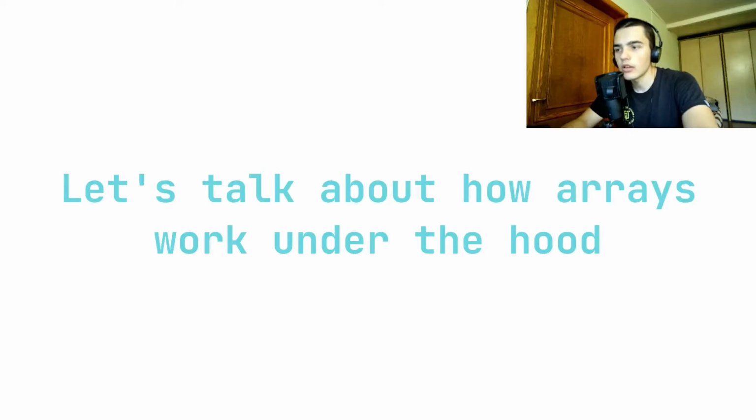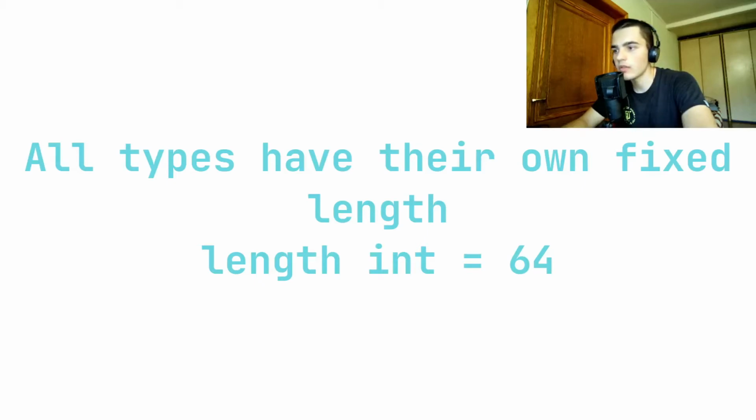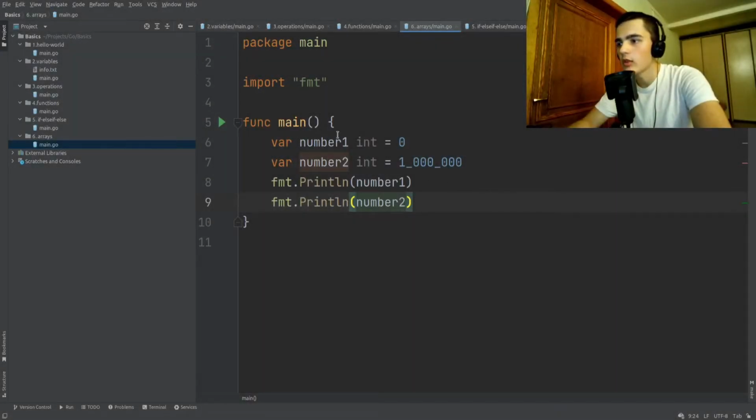But while we write 0, let's talk about how arrays work under the hood. All types have their own fixed length. As an example, for int it's 64 bits on a 64-bit machine. So if we write var number1 int = 0 and var number2 int = 1 million, then their length will be the same, because they are the same type.